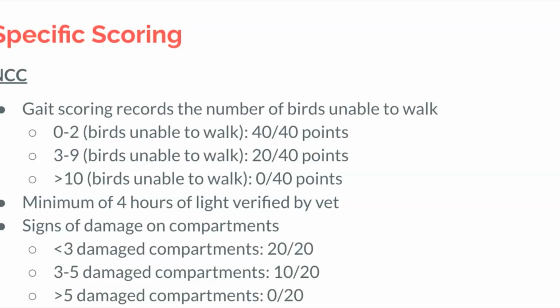Auditors must also ensure that poultry are receiving a minimum of 4 hours of light that is verified by the vet as accurate lighting. And then the auditors are also looking for signs of damage on the compartments. They're looking for less than 3 damaged compartments out of the facility, which will receive 20 out of 20 points. And then if there are 3 to 5 damaged compartments, they're looking to receive a score of 10 out of 20 points. And if there are more than 5 damaged compartments in the facility, then that category receives a 0 out of 20 points.